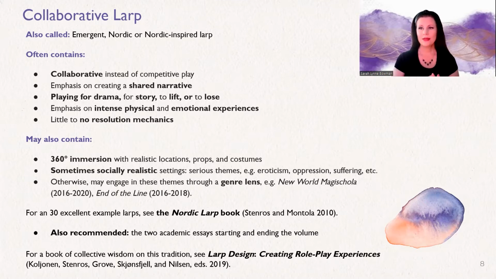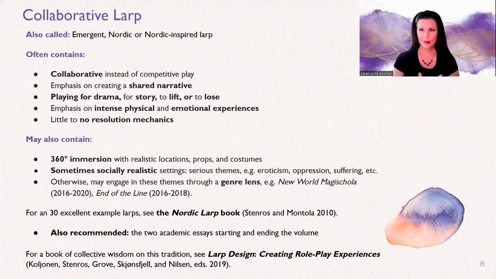And that doesn't mean that these kinds of themes are not also present in traditional LARPs or in genre LARPs, but the emphasis here is on really digging deep and exploring these aspects of the human experience that are actually present and visible in our world. However, some may also engage in these same themes through a genre lens. And we're going to talk about New World Magischola today, which was a LARP that ran between 2016 and 2020. And we're going to talk about End of the Line, which had runs from 2016 to 2018. Of course, any of these LARPs may be run again, but this is sort of describing when they were most popular.